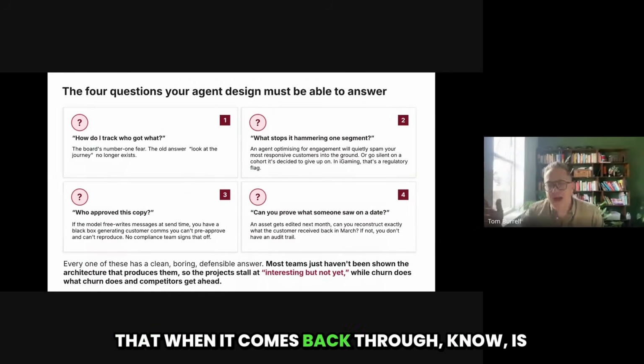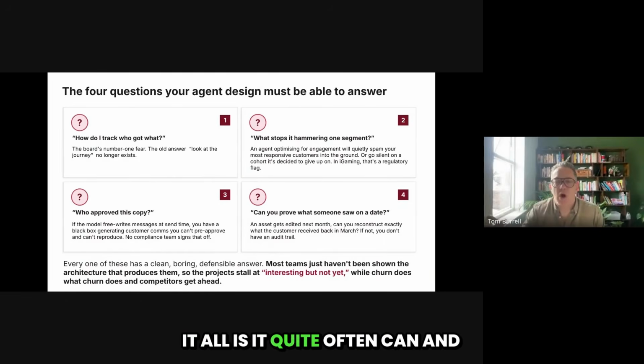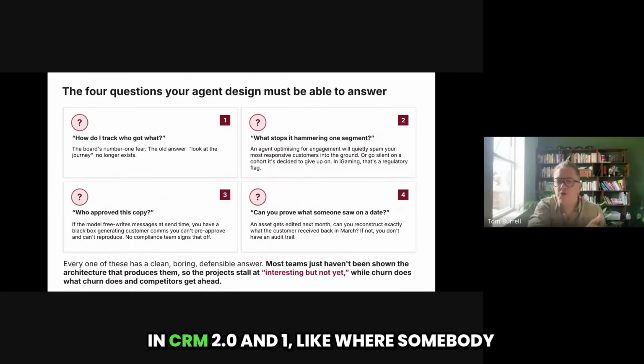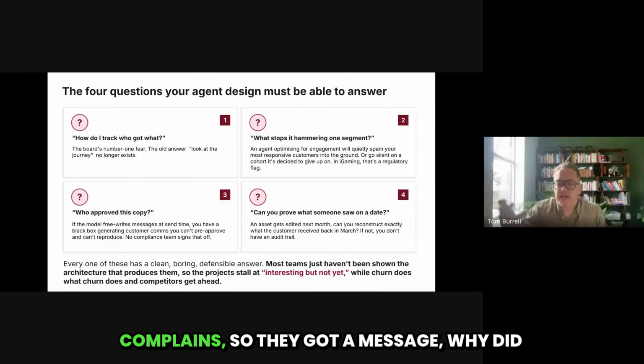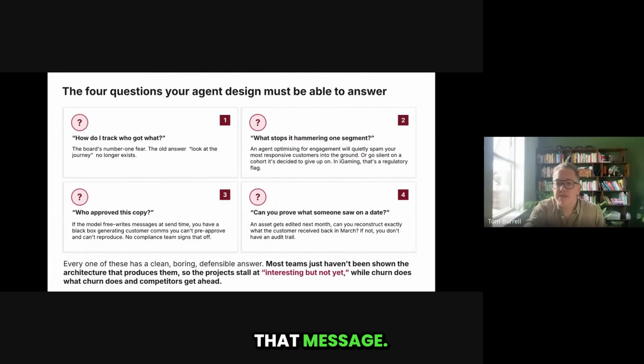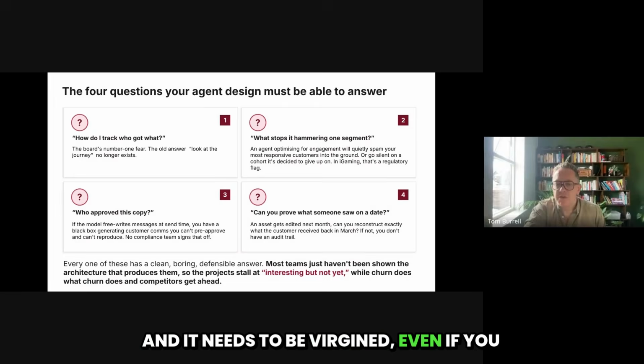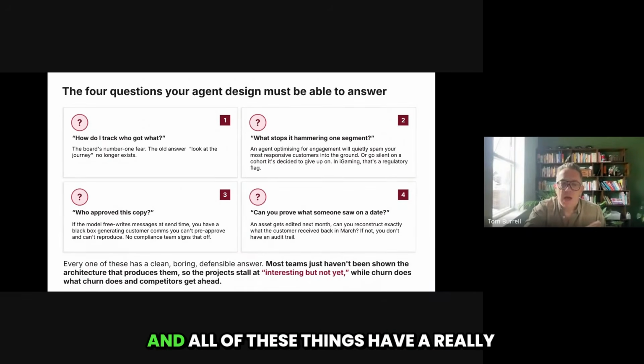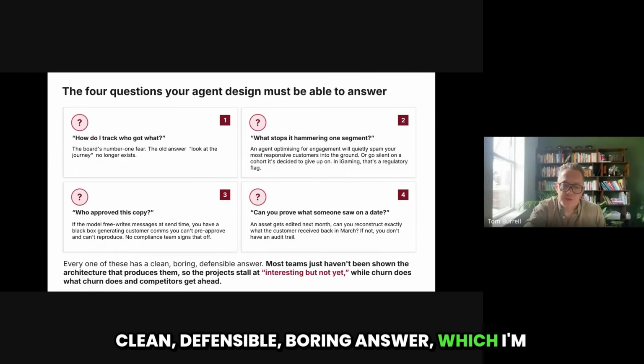It quite often comes back through, in CRM 2.0 and 1, where somebody complains: they got a message, why did they get it? You need to be able to show why they got that message. And it needs to be versioned, even if you change the policy. All of these things have a really clean, defensible, boring answer, which I'm going to go through.